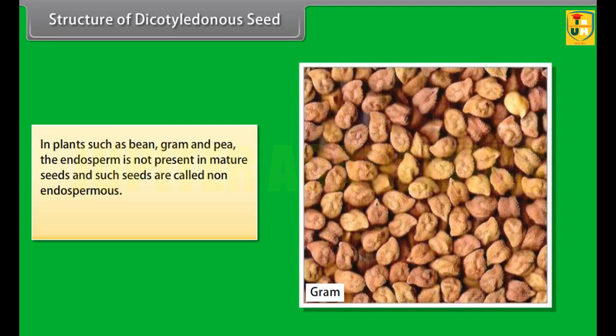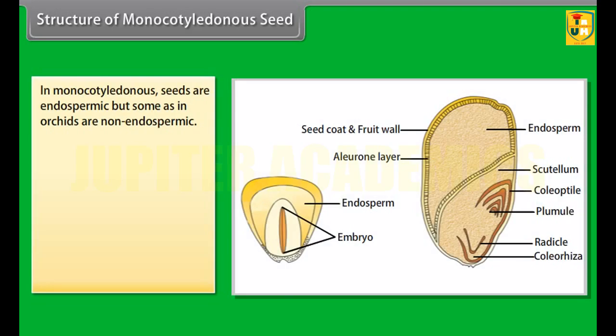In plants such as bean, gram, and pea, the endosperm is not present in mature seeds, and such seeds are called non-endospermous. Example, gram. Structure of monocotyledonous seed. Monocotyledonous seeds are endospermic, but some, as in orchids, are non-endospermic.